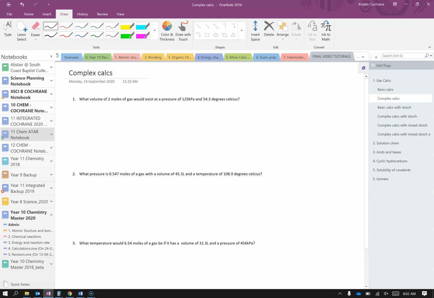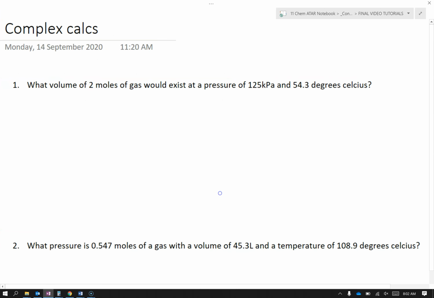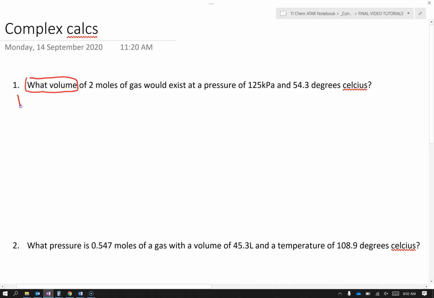Now let's look at a few more complex calcs, a couple more examples here. What volume of 2 moles of gas would exist at a pressure of 125 kPa and 54.3 degrees Celsius? Before we get started, I'm just going to switch my pen color so we can gain some information. First of all, the question is saying what volume? So V is equal to unknown.